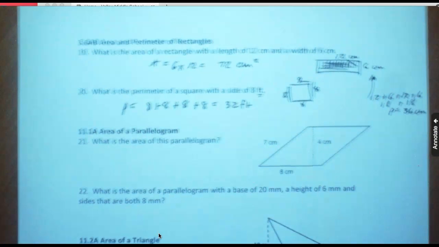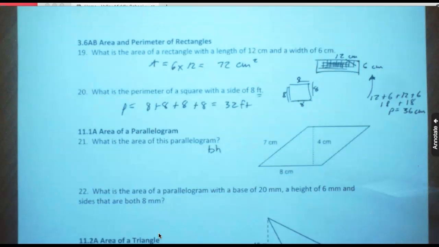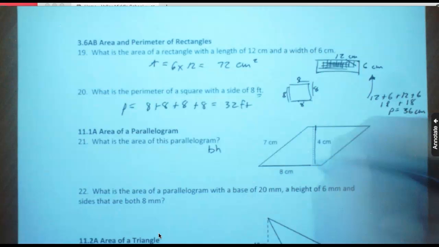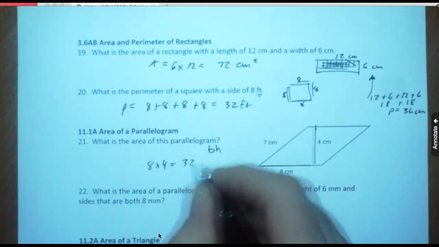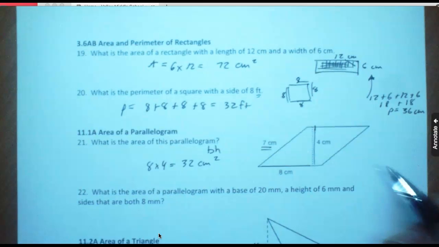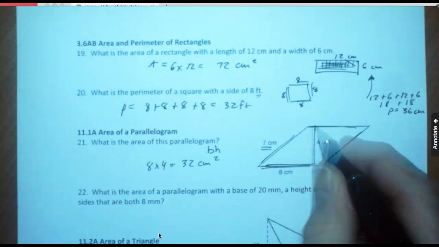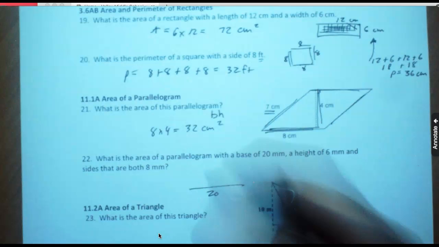Okay, what is the area of this parallelogram? Well, the area of a parallelogram is just like a rectangle. The formula is base times height. Here's the base. Here's the height. So it's just 8 times 4. So this is going to be 32 centimeters squared. This is just a distractor. You would need that if you were looking for the perimeter, but not for the area. Base times height.